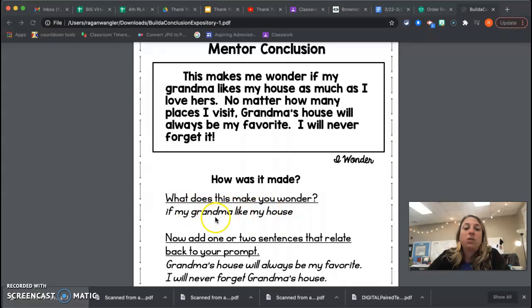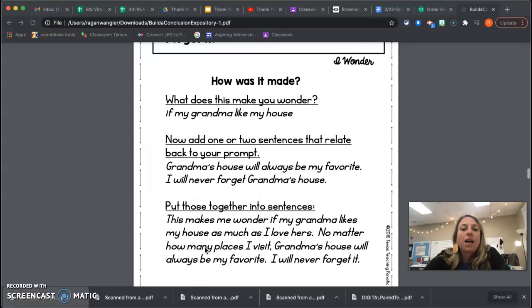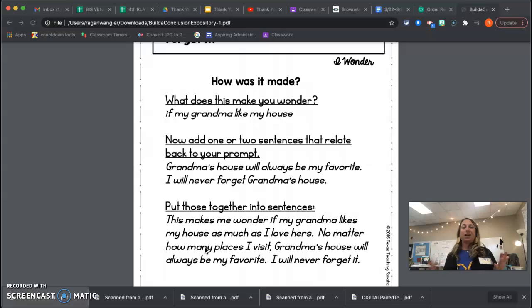So you can use an I wonder, and her wonder was, I wonder if grandma loves my house as much. And then you just add 2 little sentences that go back to the prompt, talking about grandma's house being the favorite or whatever your prompt is that you're writing about, and then put it together. So really you're only writing 2 or 3 sentences in your conclusion. I wonder, I wish, or I hope that you have as many great memories at your grandmother's as I do. And so my grandmother's house will always be my favorite, or something like that. Just real simple, but tying it all together.